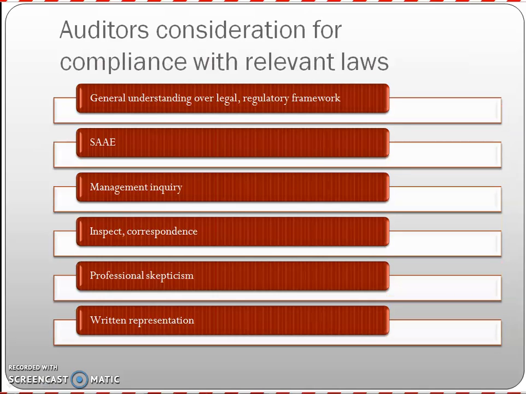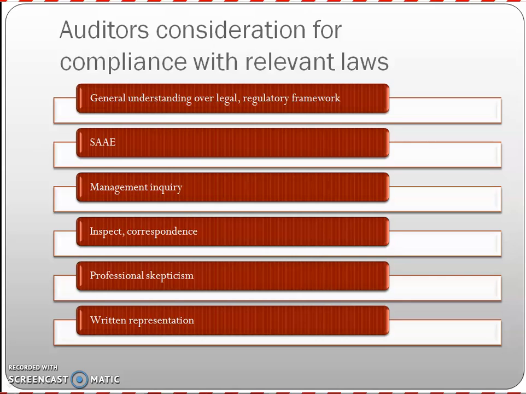Auditor's consideration for compliance with relevant laws and regulations. The auditor shall obtain a general understanding of the following: legal environment, regulatory framework, applicability of the entity's laws, rules, sectors in which they operate, and entity compliance with the relevant framework. The auditor shall obtain sufficient appropriate audit evidence regarding compliance with laws and regulations recognized to have a direct impact on the determination of material amounts and disclosures in the financial statements.